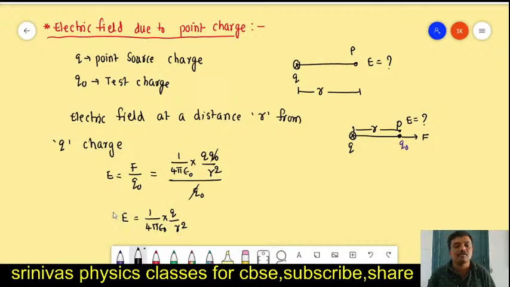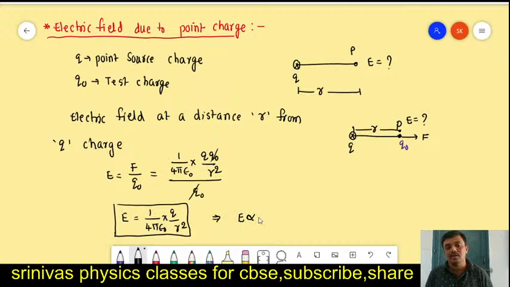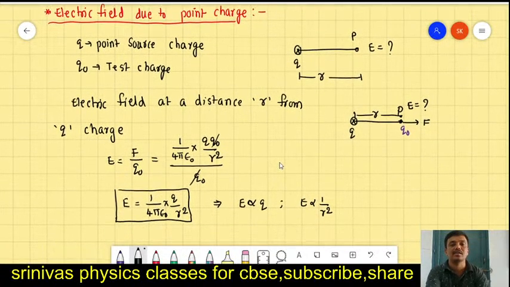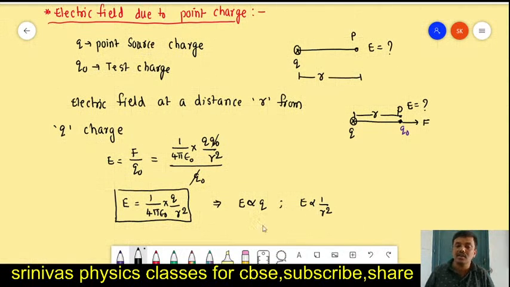This is the formula for the electric field due to a point charge. On what factors does this electric field depend? Electric field depends upon the source charge, and it also depends upon the distance. What is the direction of the electric field? Is it a vector or scalar? Electric field is a vector.